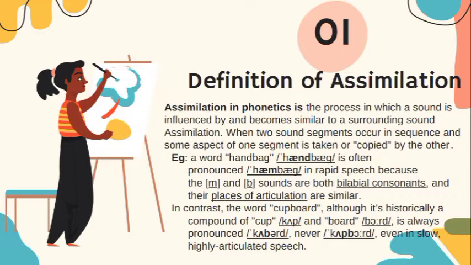In the physical production of speech, this regular process happens simply because it is quicker, easier, and more efficient. For example, handbag. The word handbag is often pronounced "hambag" in rapid speech because the M and B sounds are both bilabial consonants and their place of articulation is similar.